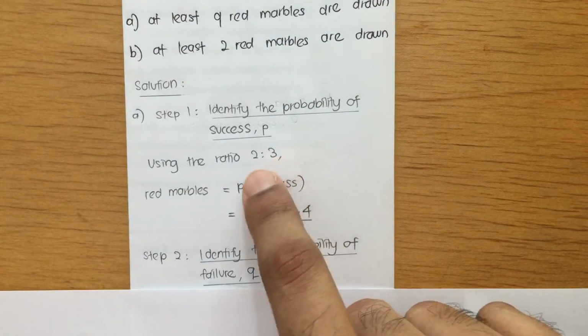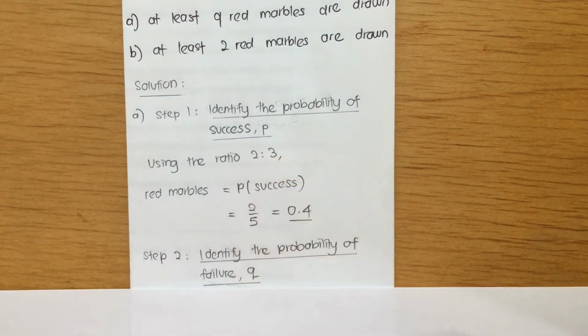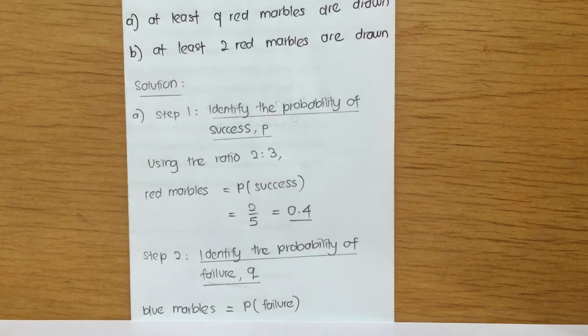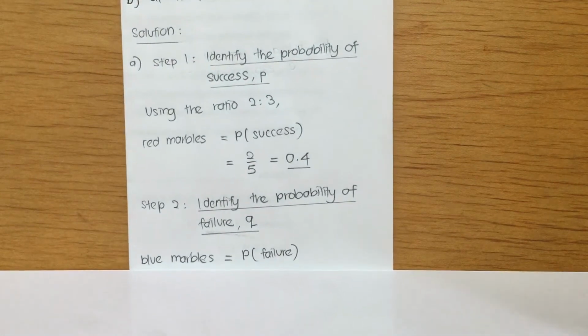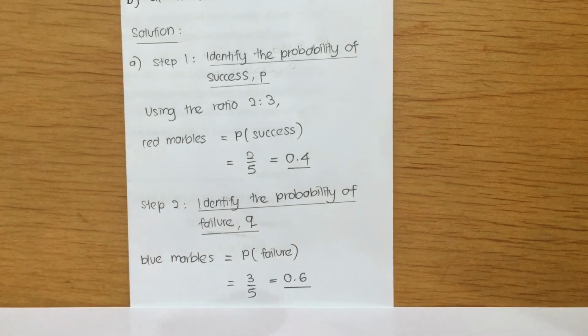This 3 you divide by 3 plus 2. So from here you get the ratio of blue marbles. Your probability of your blue marble is 3/5. And you know that your blue marble is the probability of failure. So this is your probability of failure guys, which is 3/5, also equal to 0.6, which I've converted into the decimal form.